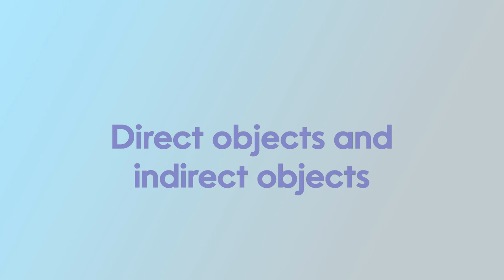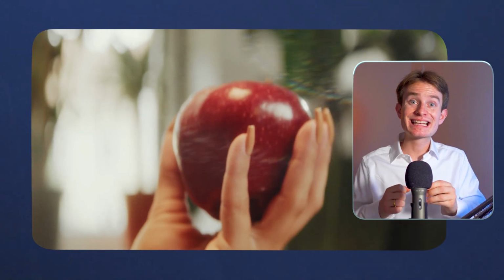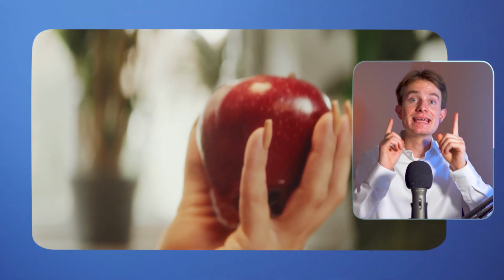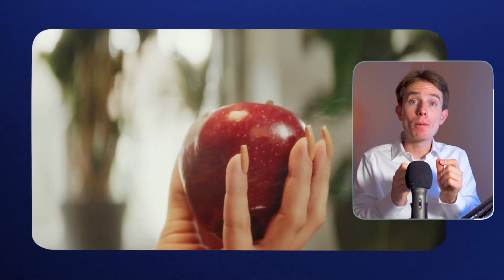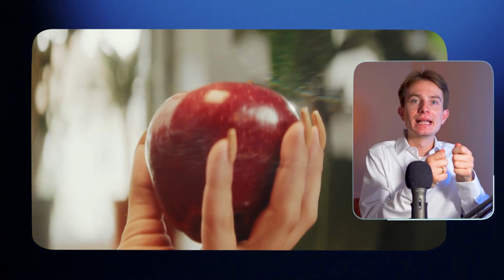María compra la manzana. Now, in Spanish, we have two different kinds of objects. We have direct objects and indirect objects. In this particular example, la manzana is a direct object because it is directly receiving the action of the verb compra. So, María compra la manzana.